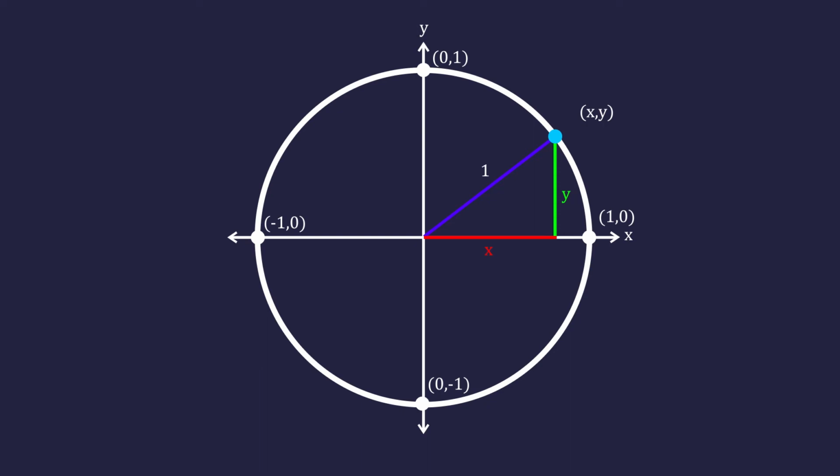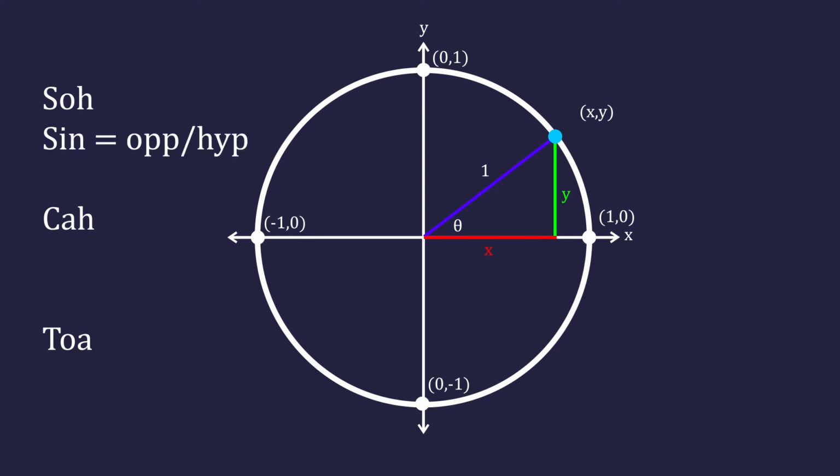Now let's say we've been given the angle of this line from the positive x-axis, and that goes counterclockwise. We'll just call that theta. Now let's use our knowledge of trigonometric ratios to figure out the x and y values. We'll start by using SOHCAHTOA, starting with sine, which is equal to the opposite over the hypotenuse, which we can see is our y value over our radius. And we know that our radius is 1, so it's just y over 1, or just y.